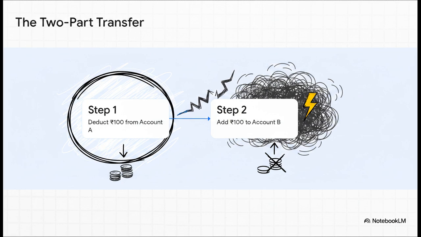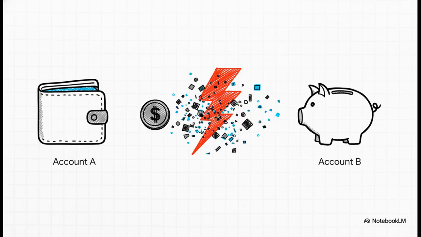So at its most basic level, a bank transfer is just a simple two-step dance. Step 1, the system takes the money out of the sender's account. Step 2, it puts that same amount into the receiver's account. Seems easy enough, right? But what if the system crashes right there, right between step 1 and step 2? Boom! System error. And that is the nightmare scenario.